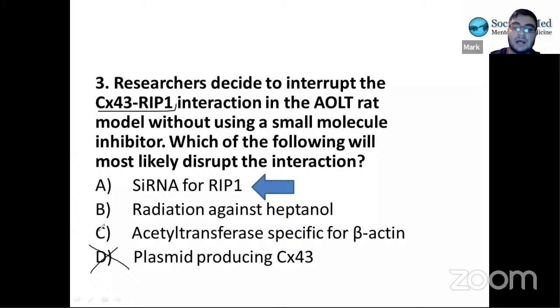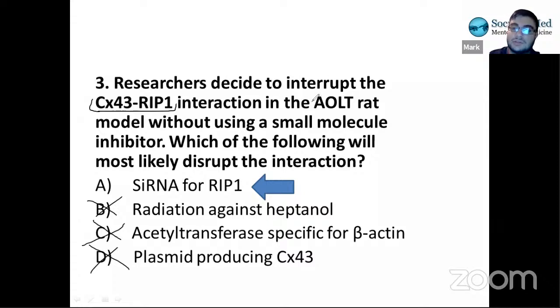Acetyltransferase specific for B-actin. Well, B-actin is mentioned, and I'll go back to it in a second. B-actin is not really mentioned at all in the passage. It was used as kind of a housekeeping molecule for one of the tests. I think that was the only time it was mentioned, but otherwise it's not really relevant at all. And radiation against heptanol, that's not exactly relevant either, so it wouldn't be this. So the correct answer, just by process of elimination, could be A, but the reason is because siRNAs can be used specifically for doing this.